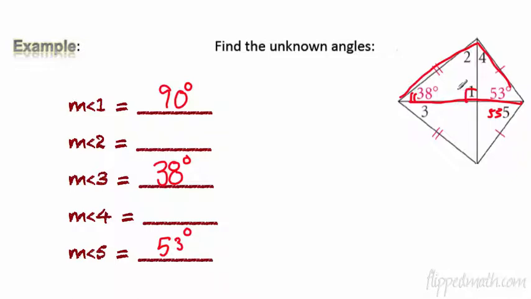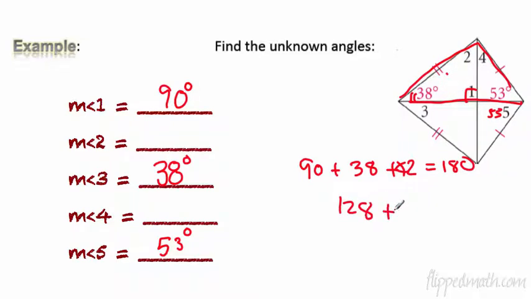So now what can we figure out? Angle 2. Well, what do we have here? We have 90, so 90 plus 38 plus angle 2 should all equal 180, because you get a little triangle right there. So we get 128 plus the measure of angle 2 is going to equal 180.